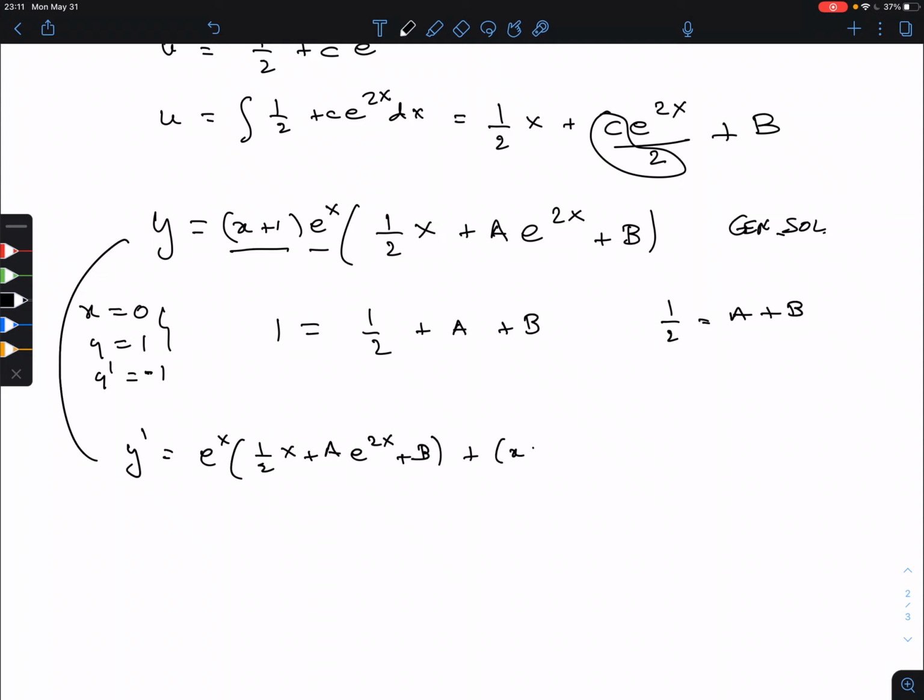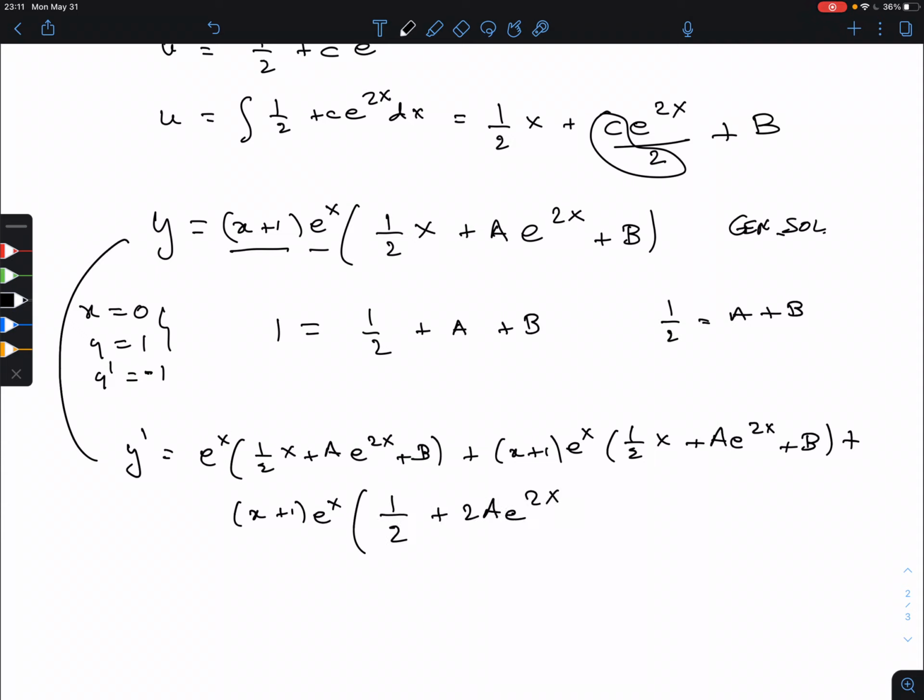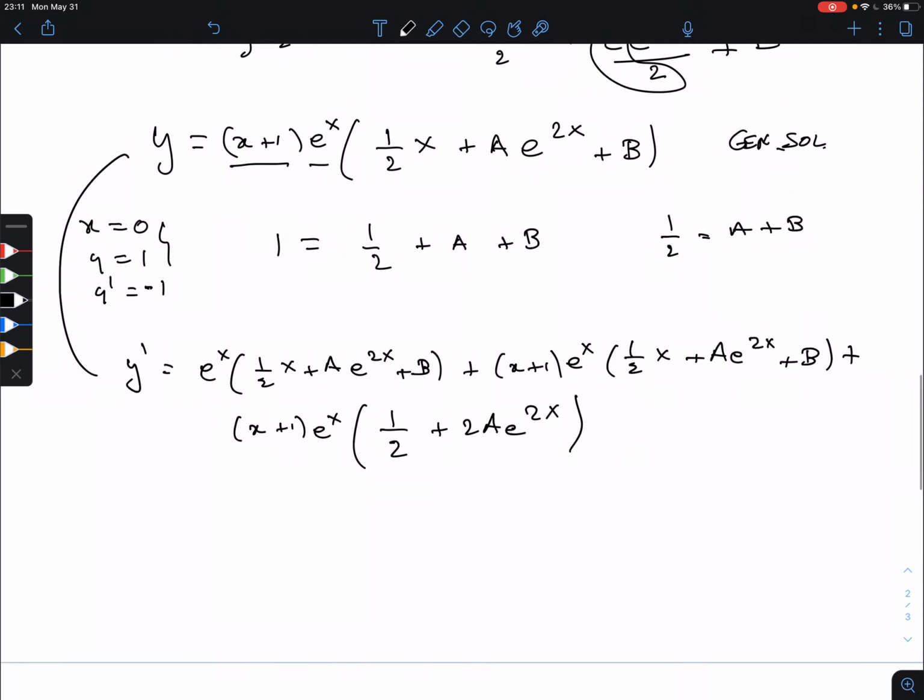Plus we copy the first, take the derivative of the second, which seems like nothing is happening, but that is just because it's an exponential. Okay, and now finally, we copy the first two and then we take the derivative of the second, that is a half plus 2a e to the x. You know where the 2 comes from, right? And the b is gone. Yup, and that is equal to -1.